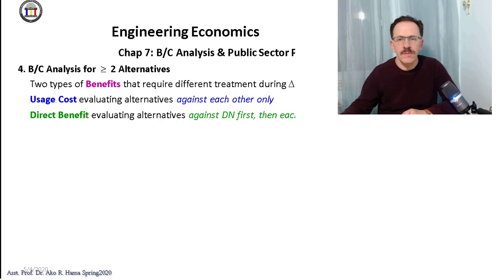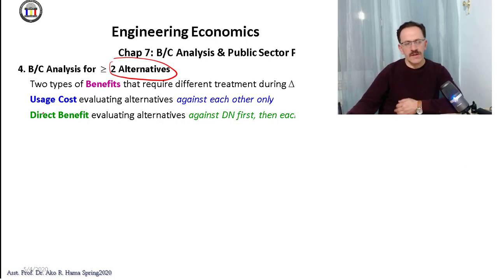Now the procedure is like that. If we have two or more alternatives, as we said, there are two types of alternatives. If they are usage cost alternatives, it means that you have to pay for them, they are almost all costs. So in this case you only have to compare among the alternatives, against each other.